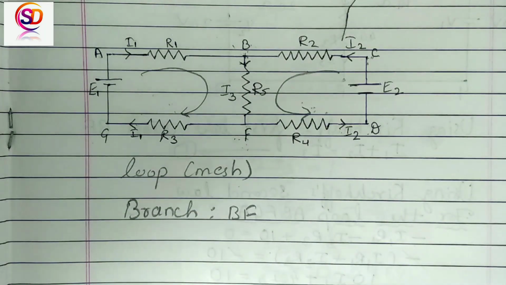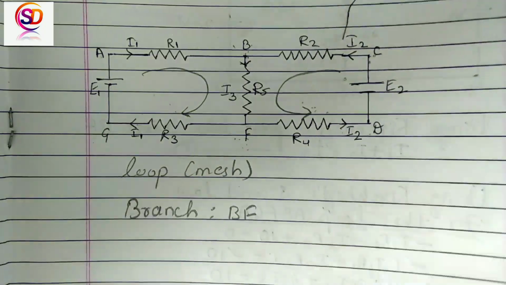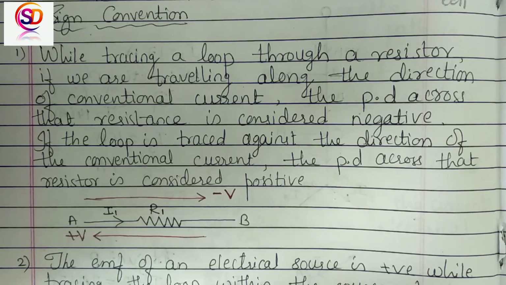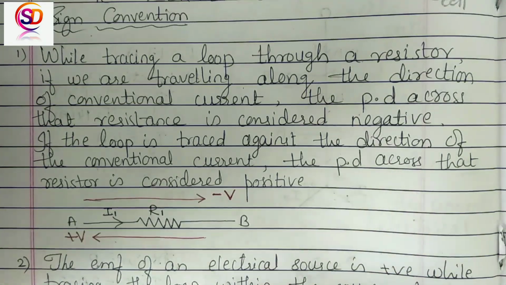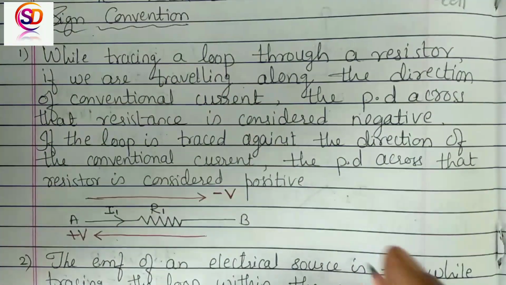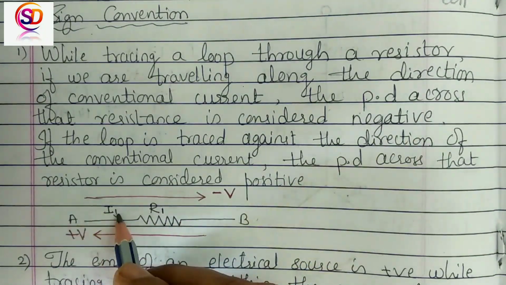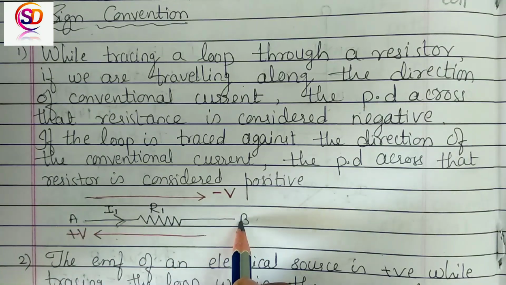Other than this, let us discuss some sign conventions based on Kirchhoff's second law. Tracing a loop through a resistor, if you are traveling along the direction of conventional current, the PD across that resistance is considered as negative. PD means potential difference. Let us discuss this half part of the sign convention. So if you are tracing along the path AB and the current, conventional current, is also flowing in the same direction.